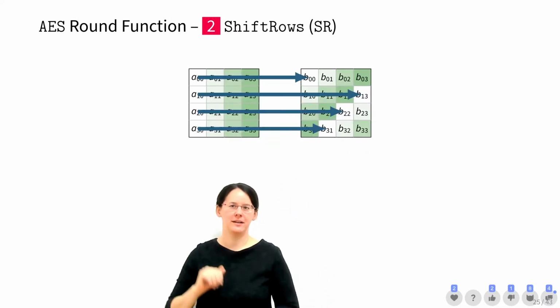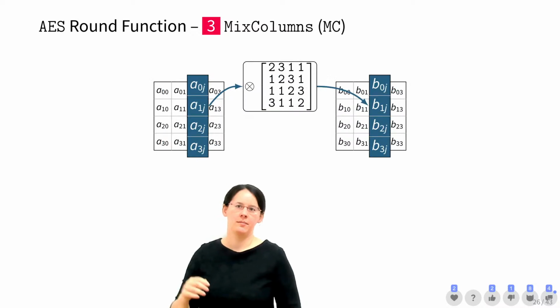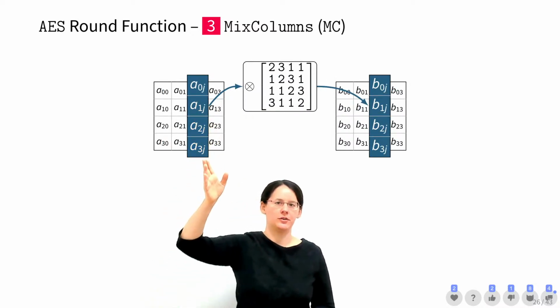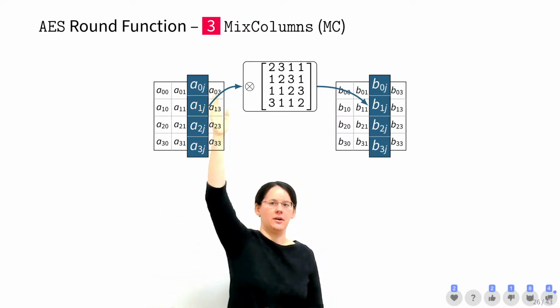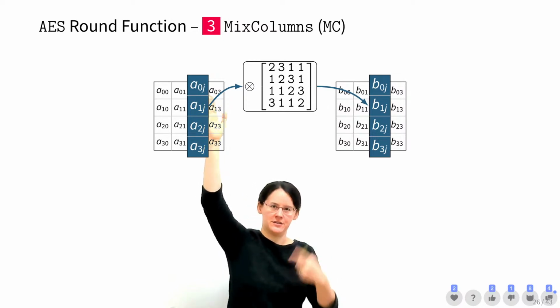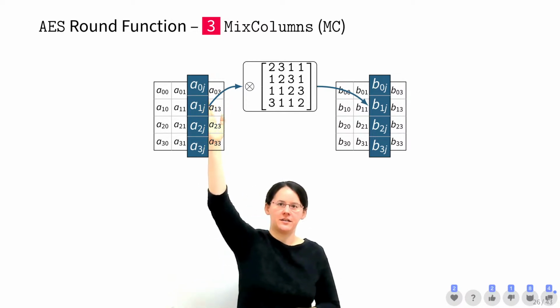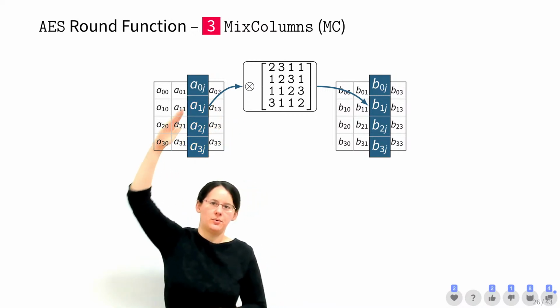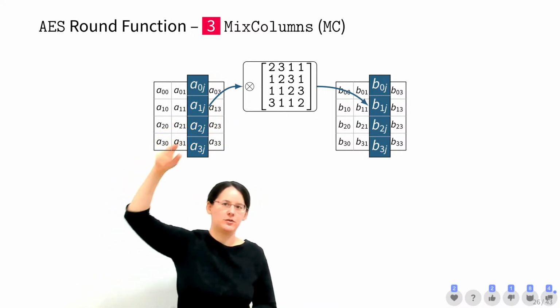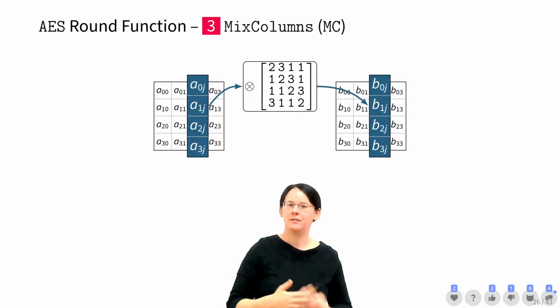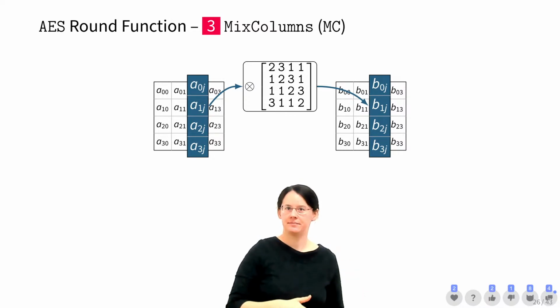And now we also see why the previous step makes sense. Because now we've mixed the stuff within one column, and in the next round, where the same round function is repeated again, this column is going to be shifted to 4 different columns, and then going to be mixed again. So this way we get a mixing over the entire state.